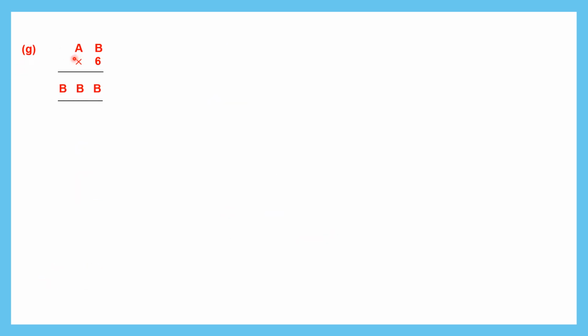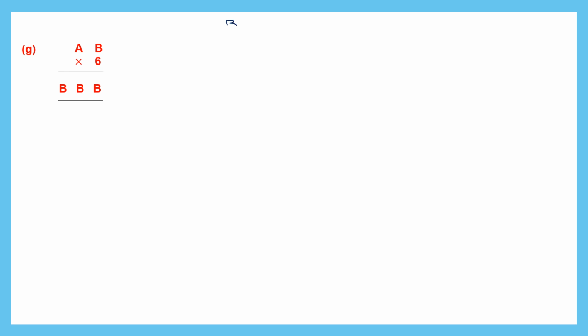Question G, AB into 6 and the product is BBB. That means whatever the value of this B is, all three B's will have the same value including this B. Now this is multiplication, so B here will be a one-digit number. So let's try and find the value of B. So one-digit number means starting from 0 to 9.